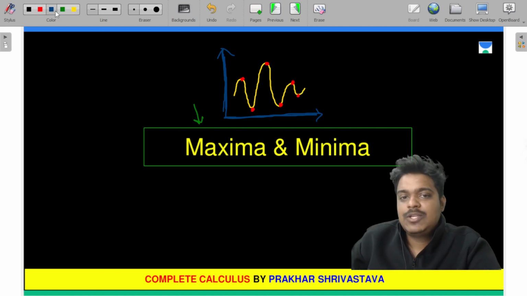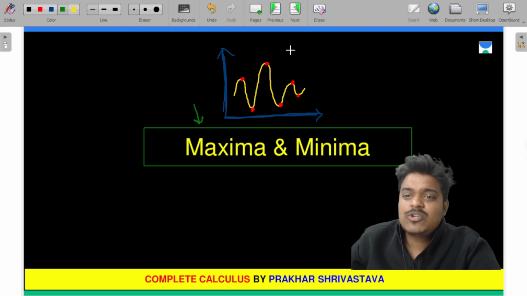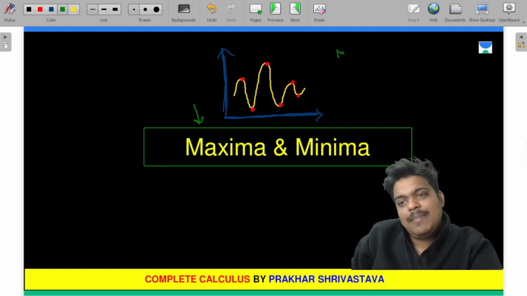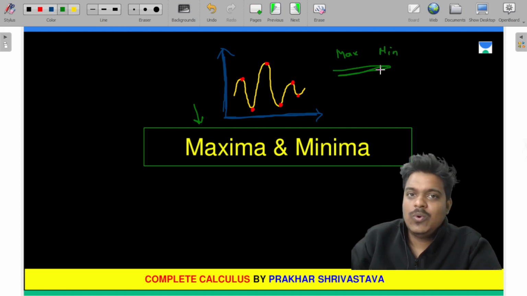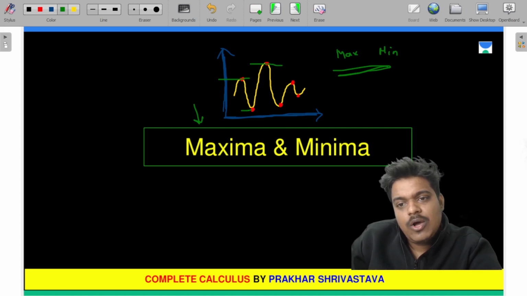Now, if I ask you one very important thing, sir, what is common among all these points? They are maxima or minima. That I know, dude, that I know. But what is the physical thing that is common in all of them? If you try to draw a tangent at this point, they all are parallel to the x-axis.